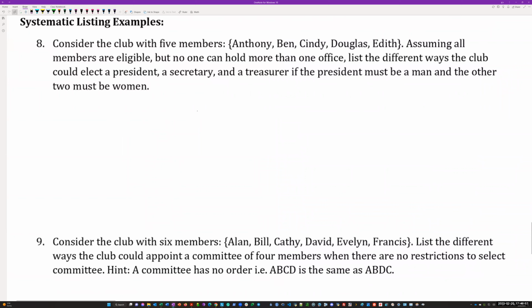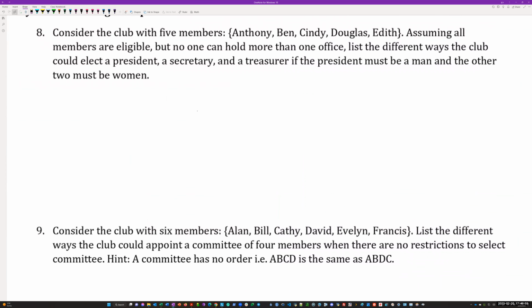All right. Again, A, B, C, D, and E. Assuming all members are eligible, but no one can hold more than one office, list the different number of ways that a person could elect a president, secretary, and a treasurer if the president must be a man and the other 2 must be women. They're sexist now. President has to be a man.